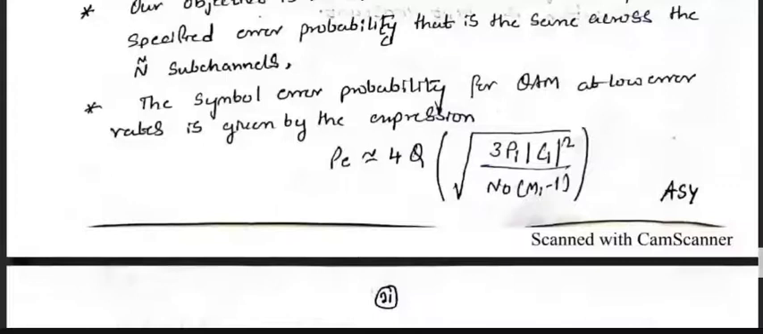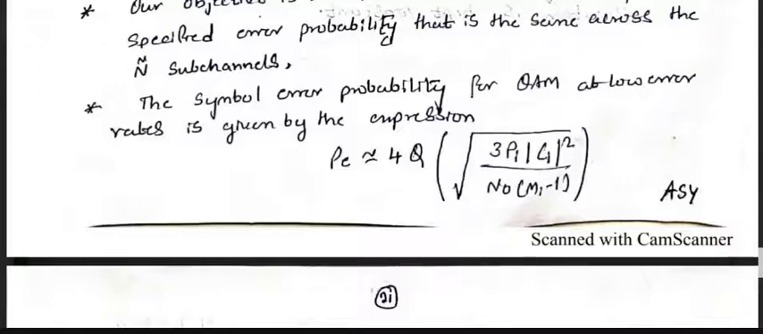Now, the symbol error probability for quadrature amplitude modulation at lower error rates is given by this particular expression: P_e is equal to 4Q of root of 3 p_i modulus of c_i squared divided by N_0 M_0. So this is the probability of error. A standard equation has been given here: the symbol error probability for quadrature amplitude modulation at lower rates.